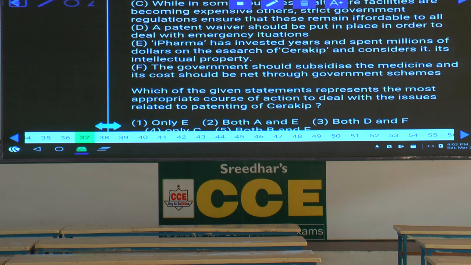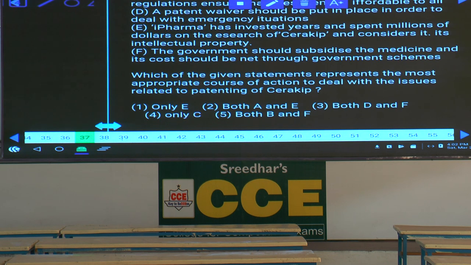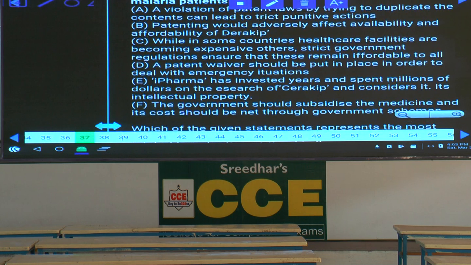Now in question number 37, which of the following statements represent the most appropriate courses of action to deal with the issues related to the patent of Seraquip? Issues related means once this patent right has been given, then what are the steps that have to be taken by the government, or some other people, in order to make it available for all the people? Earlier we had discussed about those. The government F, isn't it? And at the same time, we have discussed one more also. What is that one?